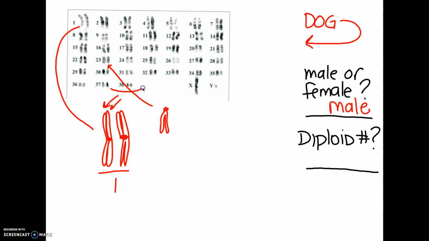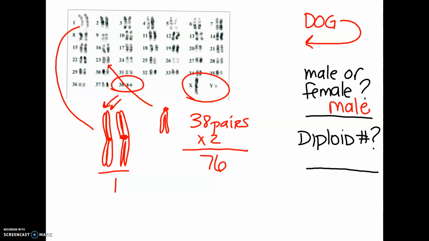Diploid number. So notice how there's 38 pairs of chromosomes. If we double that, that's going to be 76. But don't forget the sex chromosomes. Notice that there's two more, the sex chromosomes. And so the diploid number would be 78.